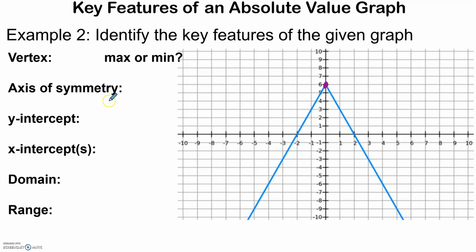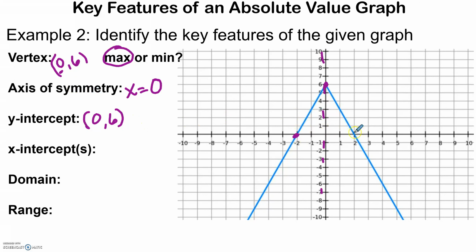Our vertex is at the point 0, 6. It is the highest point, so it is a maximum value. Our axis of symmetry is x equals 0. Again, it's the line you'd fold it in half. It's the x value of our vertex. Our y-intercept is also 0, 6. The vertex and the y-intercept can be the same thing.